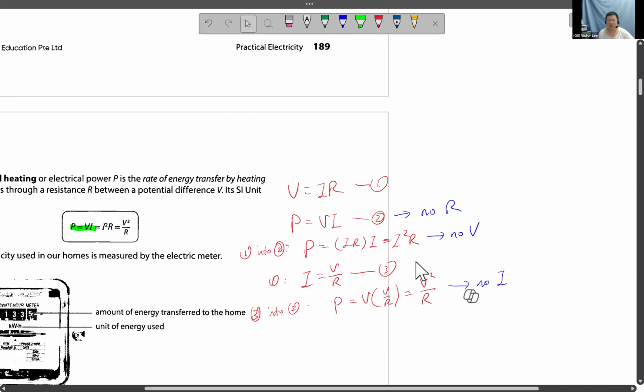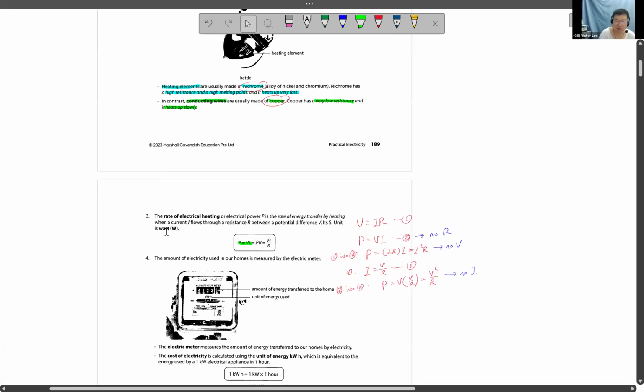Okay, so you realize I can use any of the formulas. When there's no R, I use this formula. When there's no V, I use this formula. When there's no I, I use this formula. So that's why you got 3 formulas. You see that? Okay, right. So that's how you find the power.